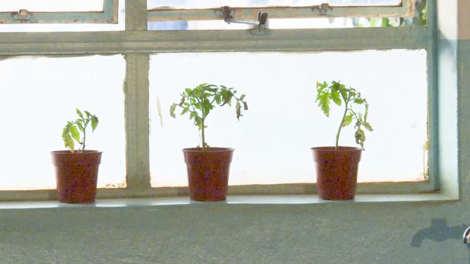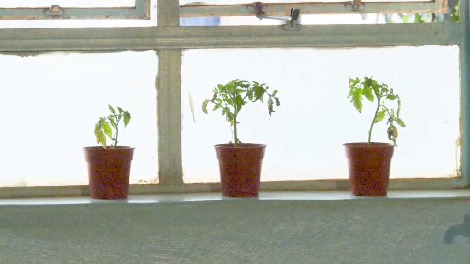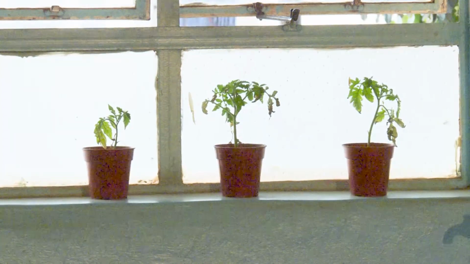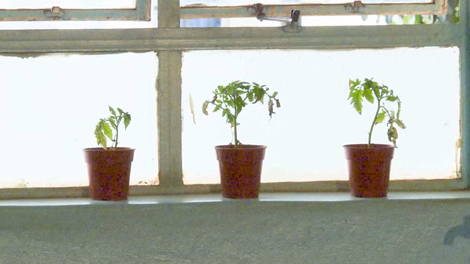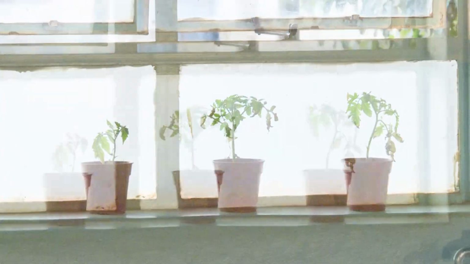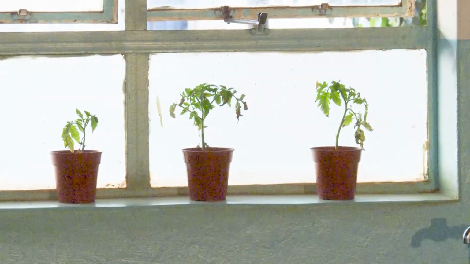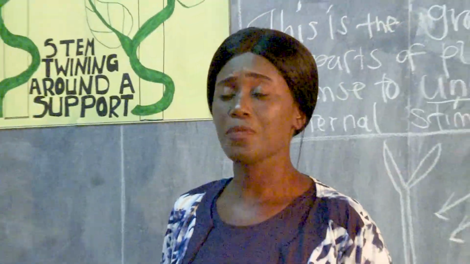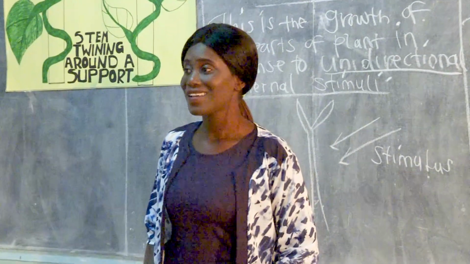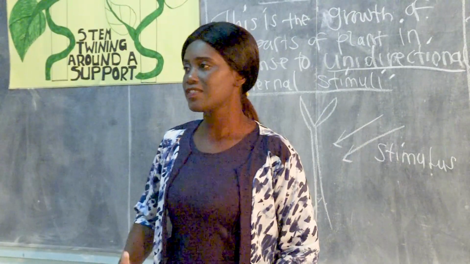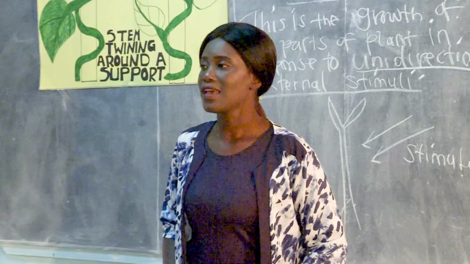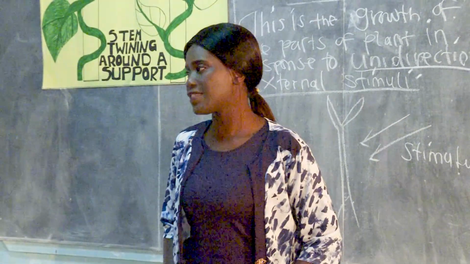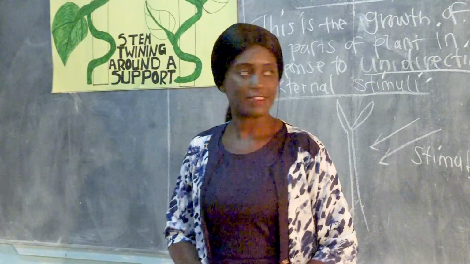Isn't it? Okay. Now, what do you think is the importance of phototropism? Yes, Dresma? It exposes the leaves for photosynthesis. Alright, so phototropism is very important because it enables the leaves to obtain light that is required for the process of photosynthesis to take place.